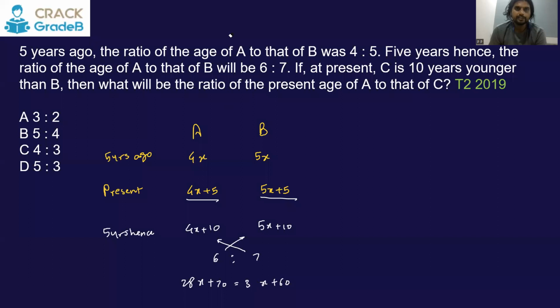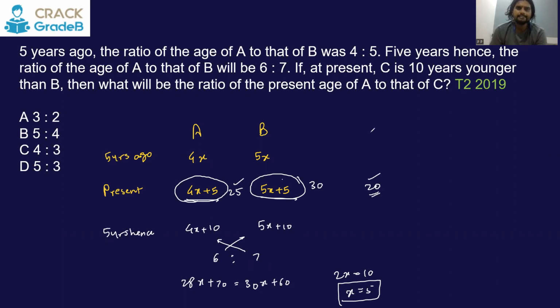Sorry, it is going to be 30x, not 35, it is going to be 30. 6 into 5, 30x plus 60. So that gets us 2x is equal to 10, x will be equal to 5. X is 5. Putting it here, presently A is going to be 25 years old and B is going to be 30 years old. And C is 10 years younger than B. C is going to be 20 years old. So the ratio between A and C presently is going to be 25 is to 20. 5 5s are 25, 5 4s are 20, so 5 to 4. Option number B, 5 is to 4.